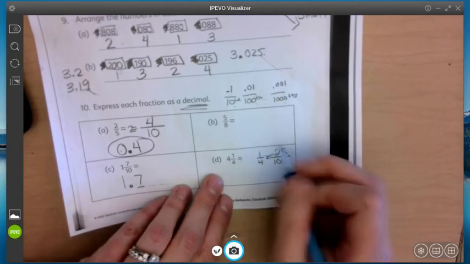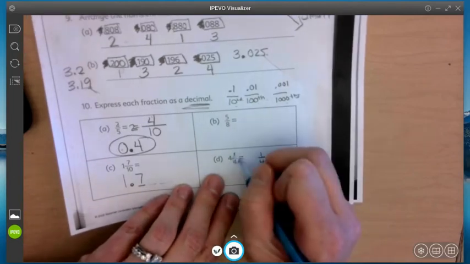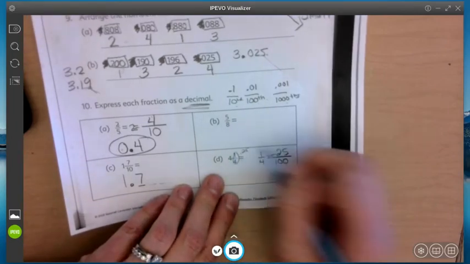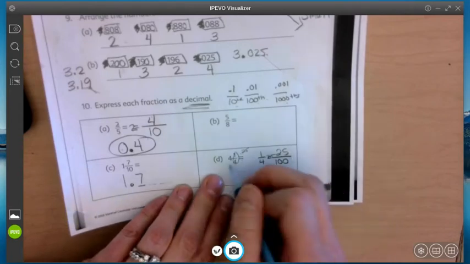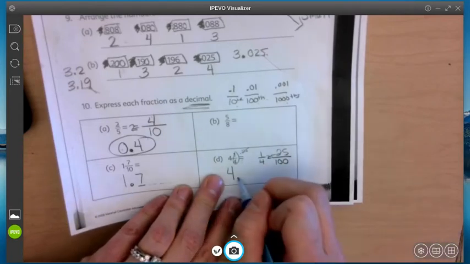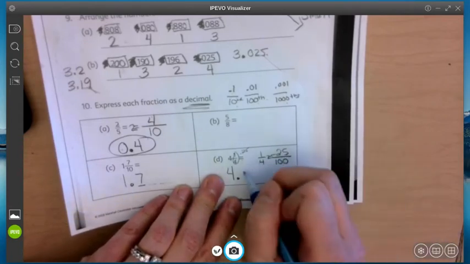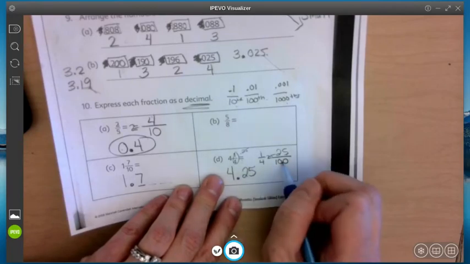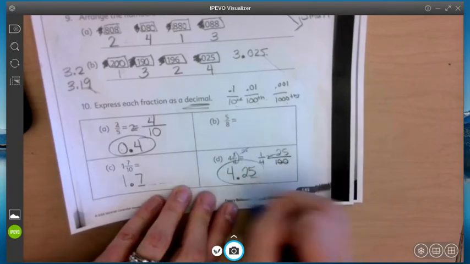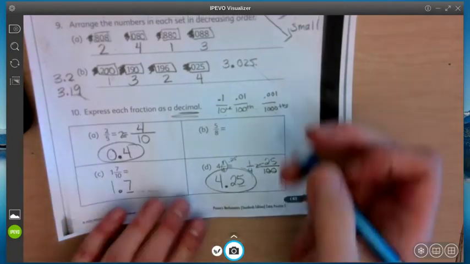So this fraction is worth 0.25 because it's over to the 100. So it would be 4 and 25 hundredths because it ends in the hundredth spot. So this one was more difficult.